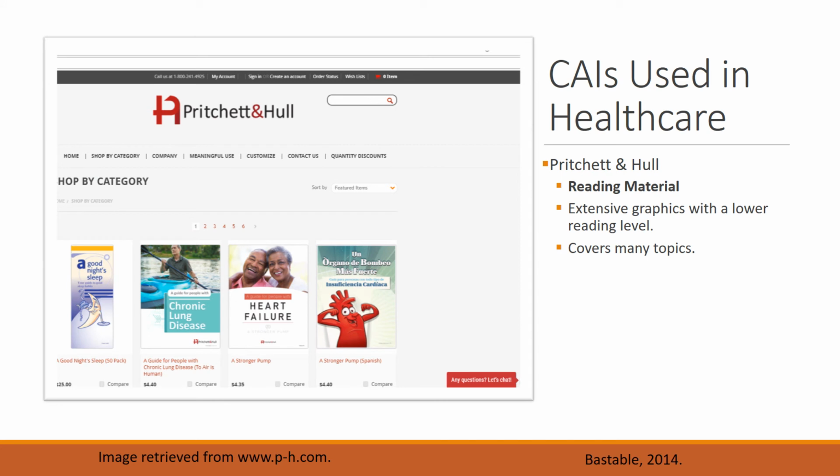The second CAI used in healthcare is Pritchett Hull. It's known for reading material. They have extensive graphics with a lower reading level, and it also covers many topics. As you can see in the picture, there are readings about chronic lung disease, heart failure, or a good night's sleep, and that can be really beneficial to a patient if they want to understand more about their disease or illness. Unfortunately, this one does cost a little bit of money, but it's not that expensive. So patients could opt to buy these readings.